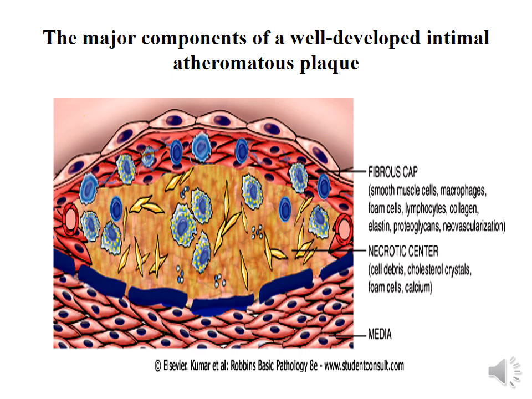So the atheroma or atheromatous plaque, which is the hallmark of atherosclerosis, will have two parts or two components, a fibrous cap and a necrotic center. The fibrous cap will be composed of proteins and certain types of cells, and the necrotic center will contain the cholesterol, the LDL cholesterol crystals, besides foam cells, calcification, and some cell debris.